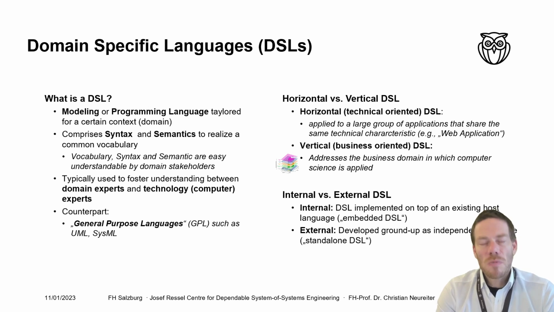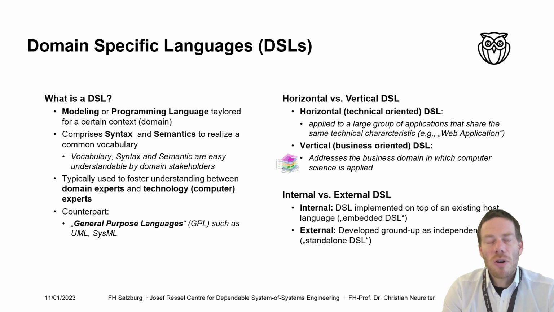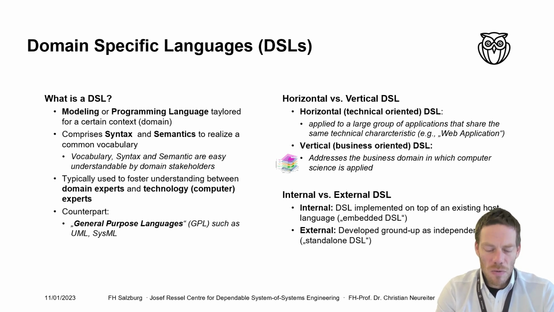Further separations we can make is between a horizontal and a vertical DSL. The horizontal DSL typically is used within a technology stack to cover some technical complexity. So it's a horizontal layer. And in contrast, the vertical DSL is rather used to cover specific aspects of an application domain, like a business domain, for example, covering aspects from the smart grid. So without referencing particular technology, the domain that is referenced is an application domain.